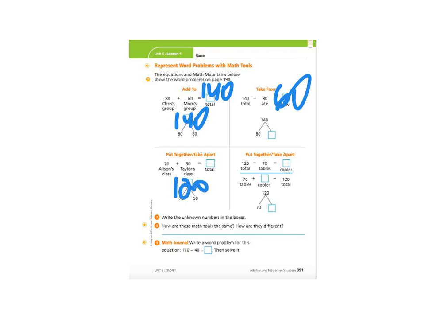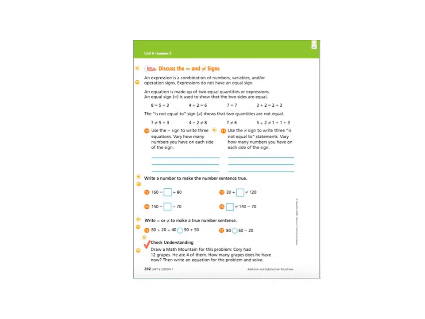120. Here, 120 minus 70, 50. So just trying to get you to make the connections. The idea is you would create your own math mountain. I know it's 4 pages, but actually pretty quick work. Have fun.